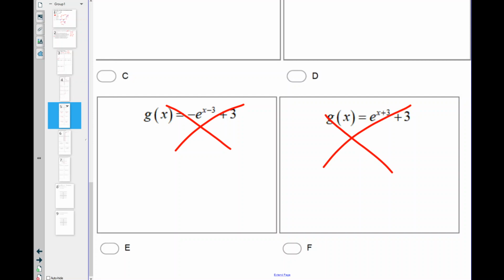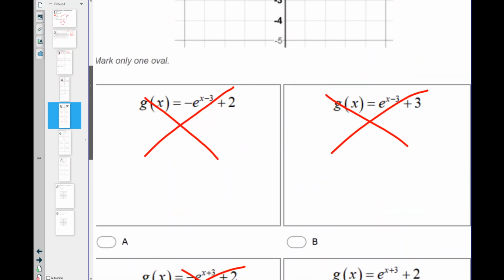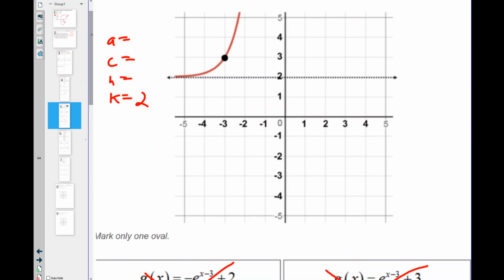So I didn't have to really get in depth and analyze the points or anything like that. The only one that it could be is D. And if that were the case, A and C would have been 1, and the only other thing is that we had a horizontal shift 3 units to the left. Any other questions?